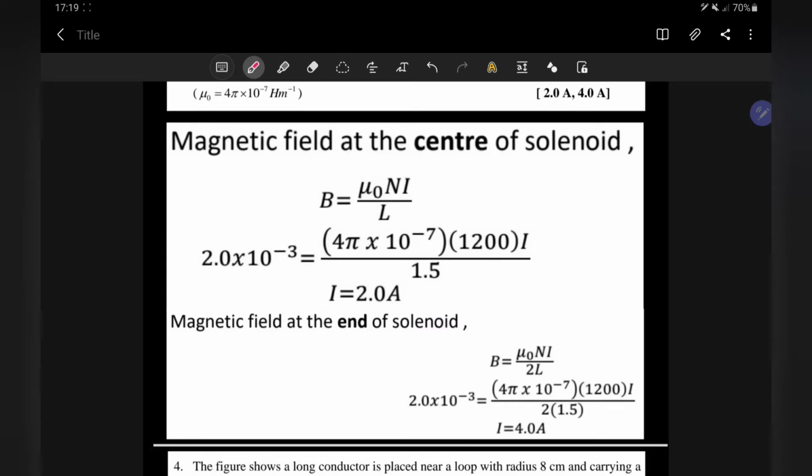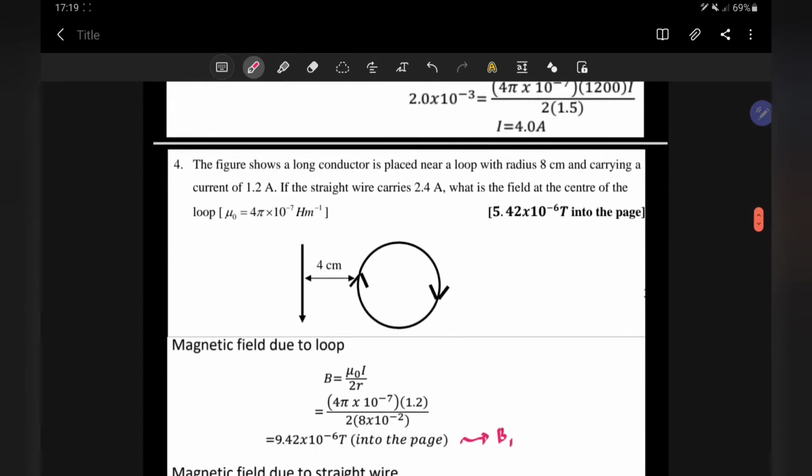So this is the value of B at the center, and as we know, at the end of the solenoid, the value is half of this. That is why the equation is B equals mu naught N I over 2L. See, we got 2 here, because the equation is half of mu naught N I over L. So this is the equation. Again, B is given already, mu naught is just a constant, N given is 1200, and the length is also given, which is 1.5 meters. Substitute, and then you will get the current, which equals 4 amperes. Okay, next, question number 4.